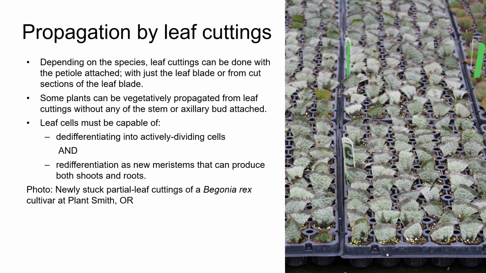Leaf cutting techniques can be divided into 3 main groups: leaves with their petiole attached, just the leaf blade, and leaf sections. In all these cases, in order to grow successfully, the leaf cells must be capable of de-differentiating into new areas of meristematic growth, where the actively dividing cells re-differentiate as root and shoot cells.